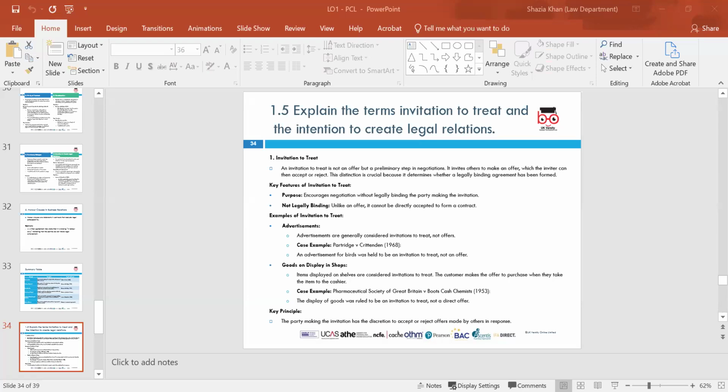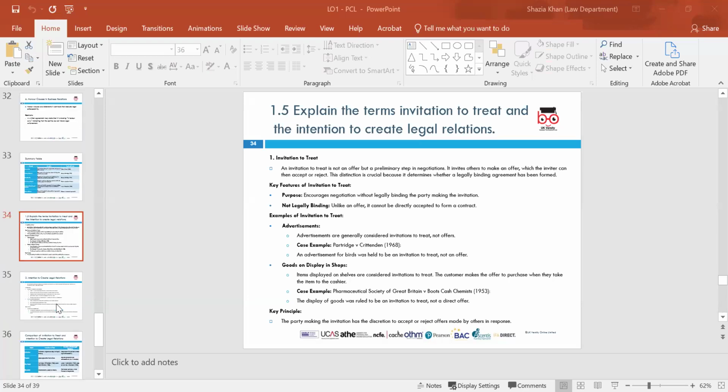Whereas if we look at intention to create legal relations, this signifies that the parties involved in an agreement understand that their words and actions are meant to create a legally enforceable contract. Courts will consider factors like the nature of the agreement, the relationship between the parties, and the language used to determine if there was a genuine intention to create legal relations. An example of this is a formal business contract, where the intention to create legal relations is usually presumed, as both parties are expected to be bound by the terms outlined.